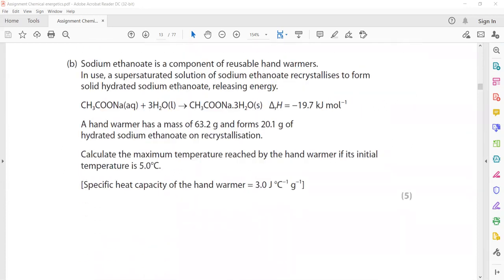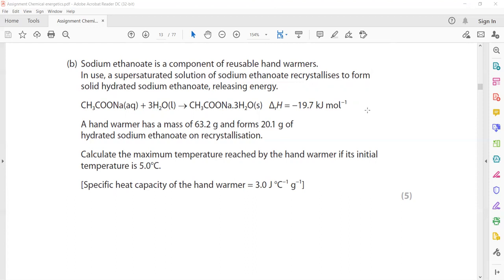The next question: sodium ethanoate is a component of a reusable hand warmer. In use, a supersaturated solution of sodium ethanoate recrystallizes to form a solid hydrated sodium ethanoate, releasing energy. So recrystallization occurs, forming a hydrated salt, and the forward reaction is exothermic, which results in the release of energy. That's how it is used as a hand warmer.